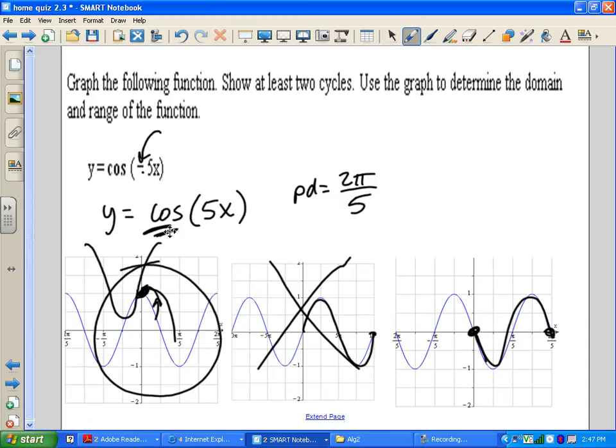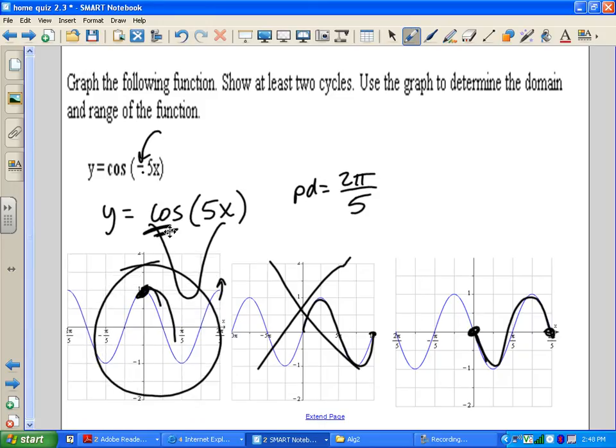Notice what's wrong here with this one. Over here, this one would actually be the negative sine graph of that. That would be actually sine of -5x right there.